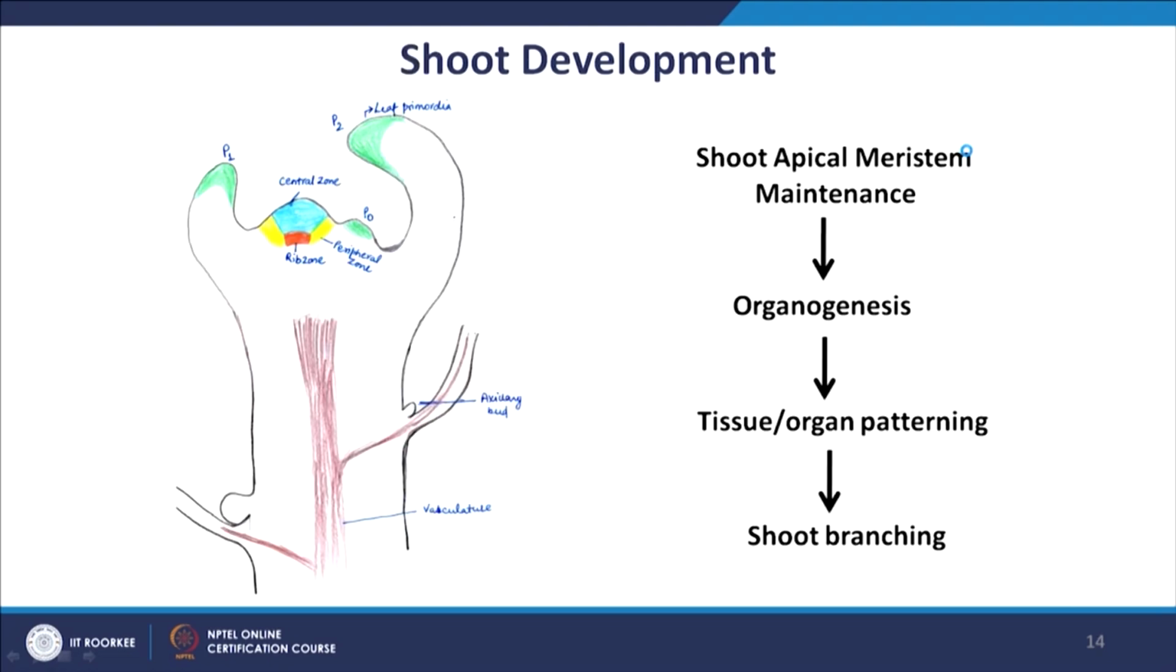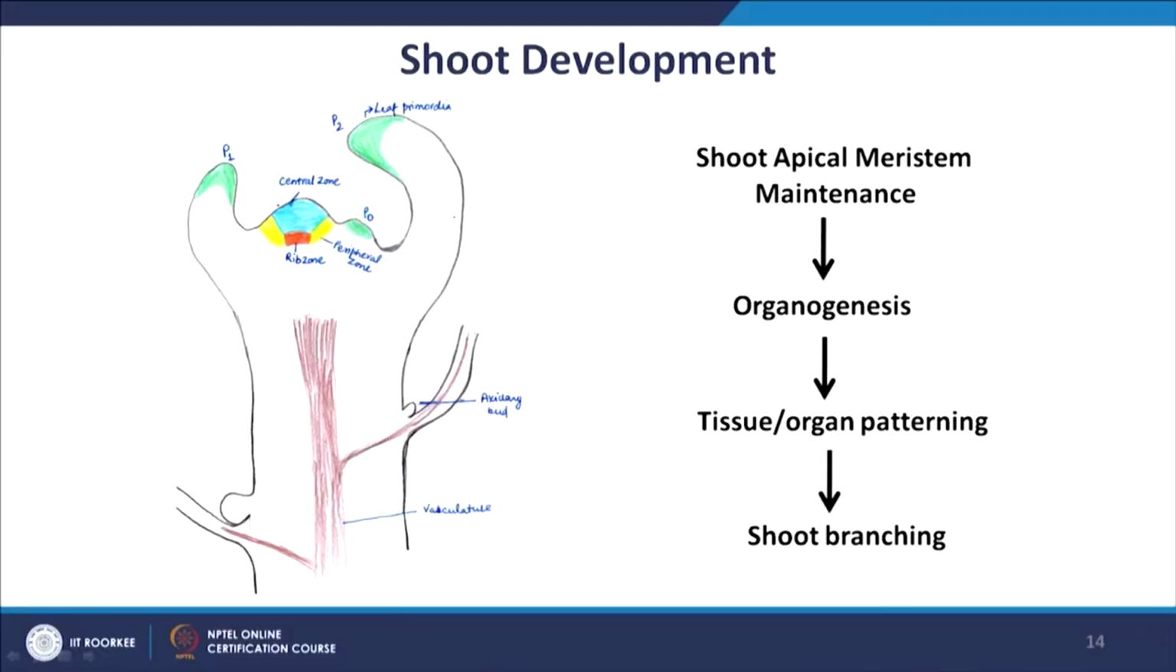Similarly, during shoot development, stem cell maintenance occurs in the region which is the shoot apical meristem. This is the region where stem cells are maintained, and when these cells leave the meristem in the peripheral zone, they undergo the process of differentiation. During the vegetative phase, the major organ which forms is the leaf.